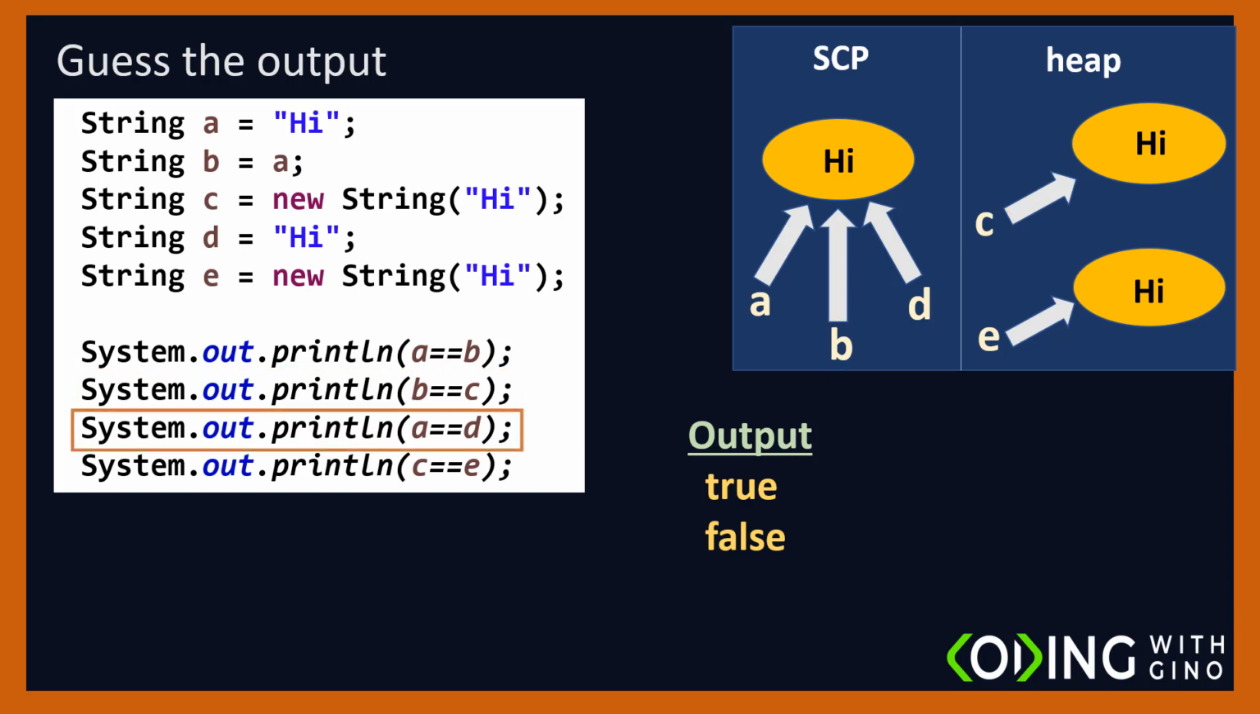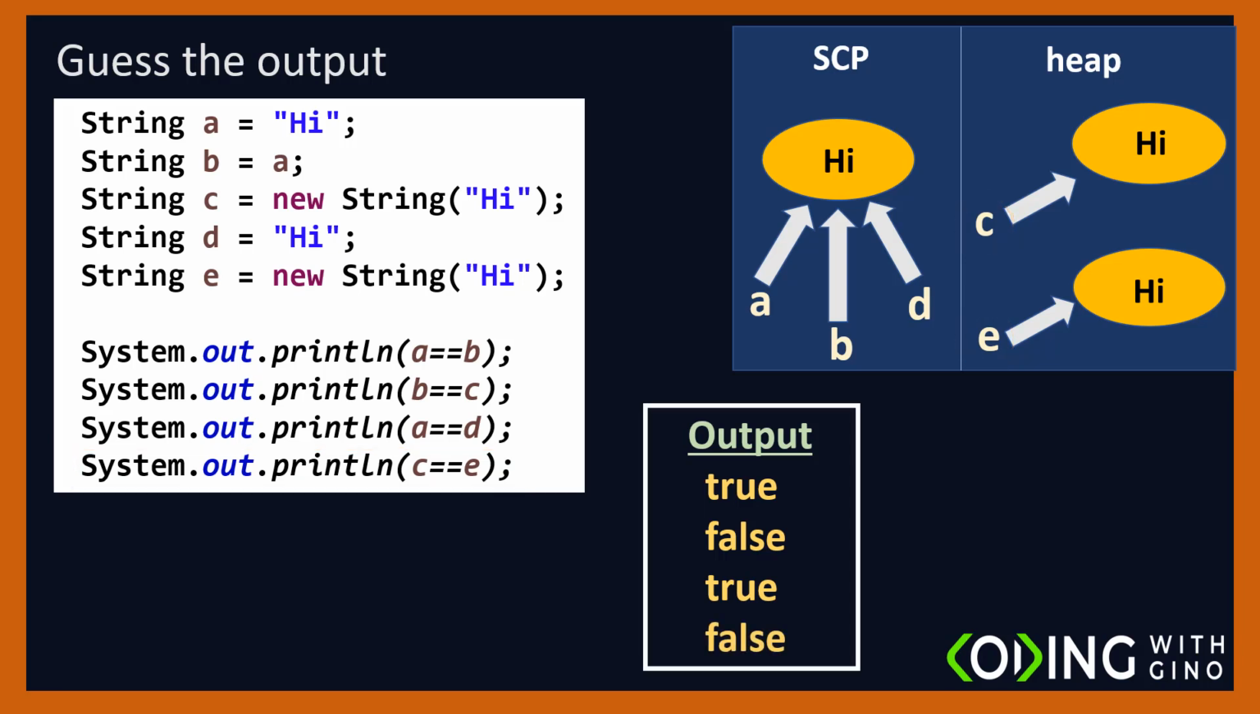What about A and D? They both refer to the same object, so we get true. Lastly, C and E refer to different objects, so last SOPLN prints false. This is the final output.